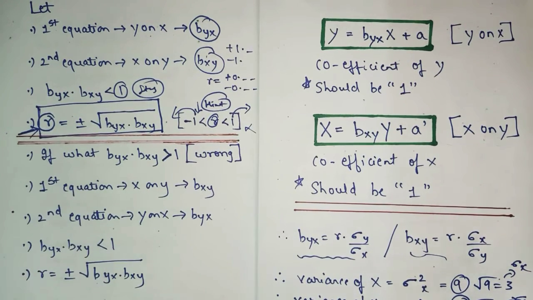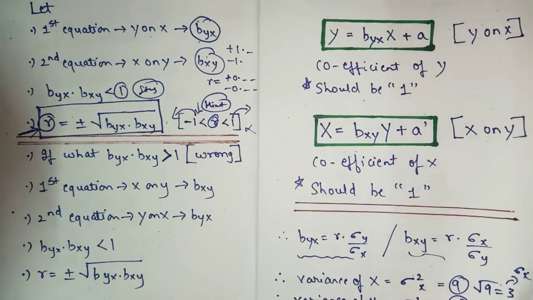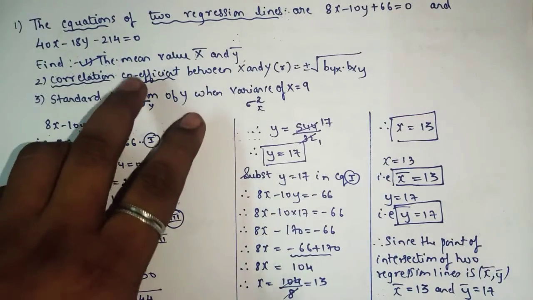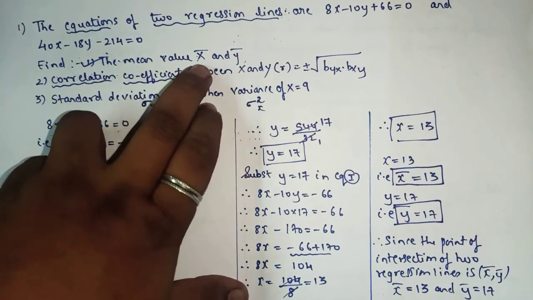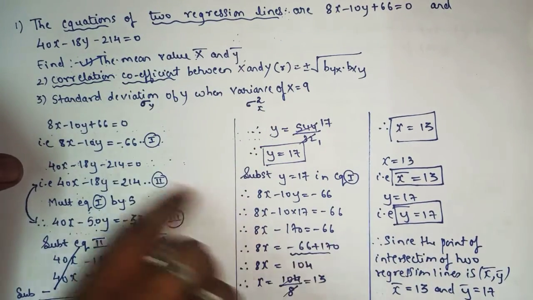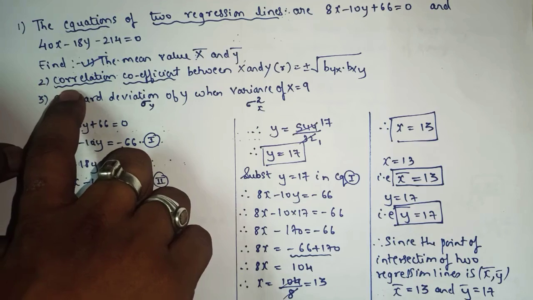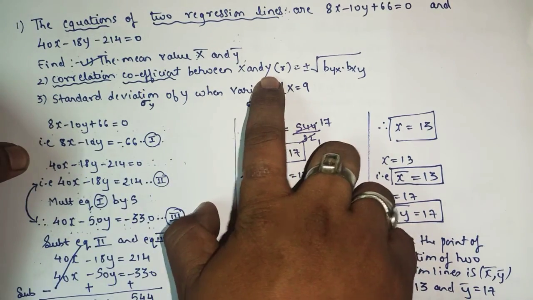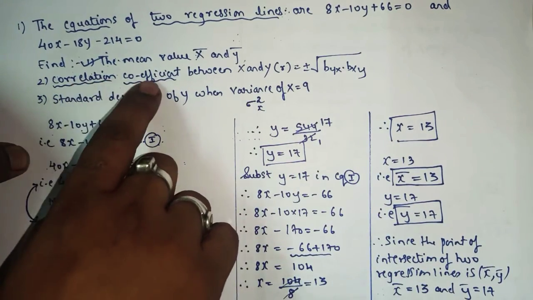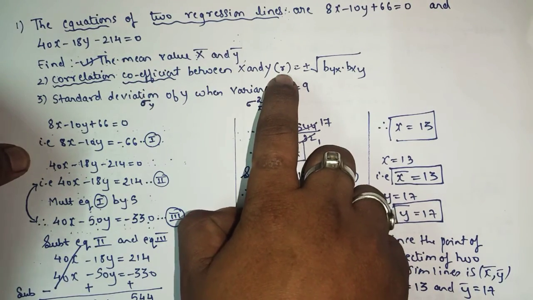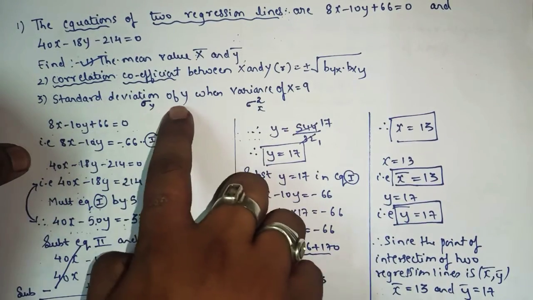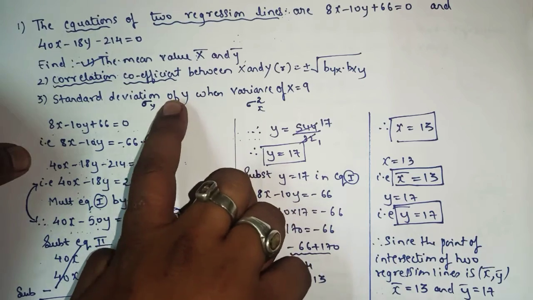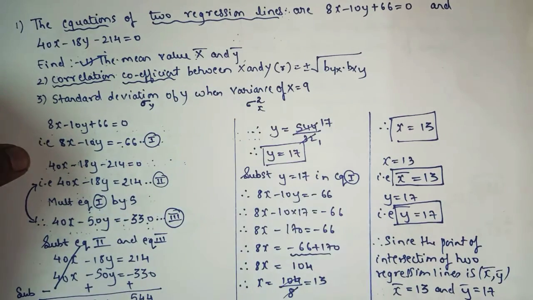As in the last lecture we saw the type number 3, that means the third exercise of linear regression, in which we saw how to find the mean value of x and y, that means x mean and y mean, how to find the correlation coefficient between x and y. The correlation coefficient means small r, remember this, and how to find the standard deviation of y or x when we have variance.